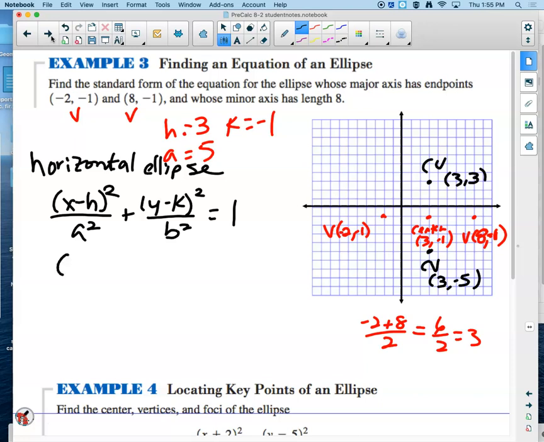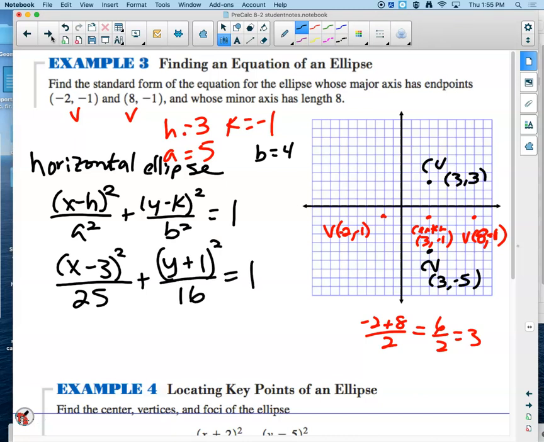So this is going to be x minus 3 squared over, and my a value was 5, so 5 squared is 25. And we did use the fact that we had a b value of 4 to figure out that the minor axis had a length of 8. We split that in 2, so y minus a negative 1 would be y plus 1 for our k value, and 4 squared would be 16. So x minus 3 squared over 25 plus the quantity y plus 1 squared over 16 equals 1.